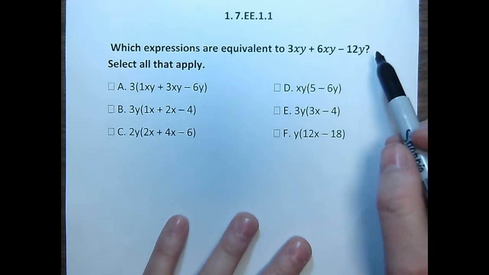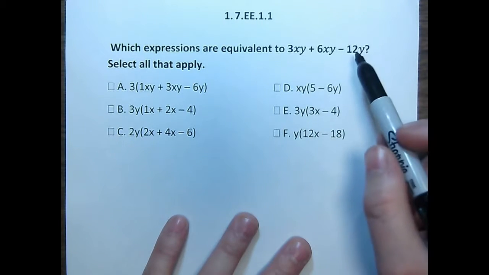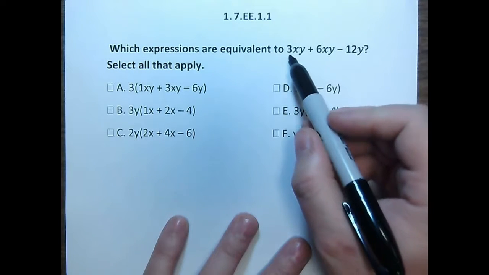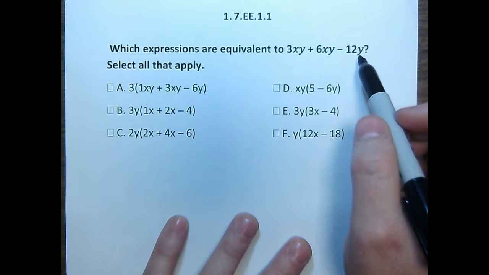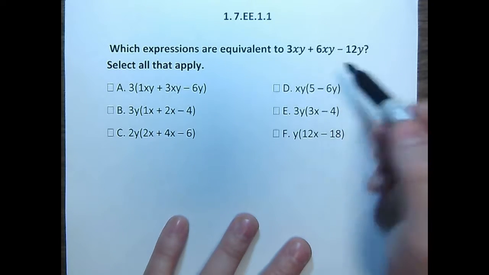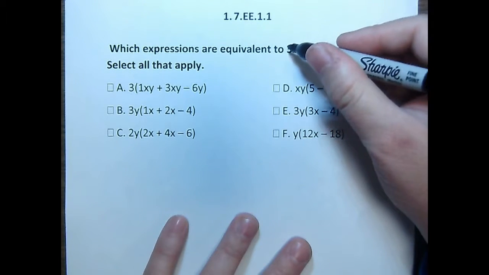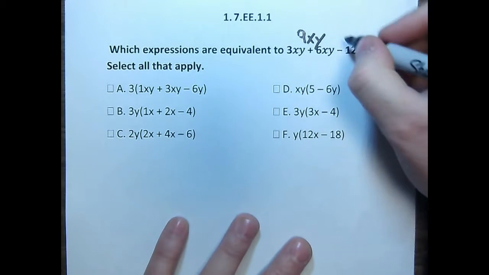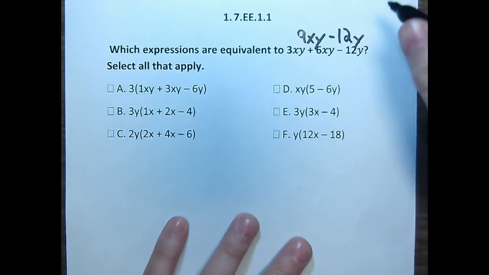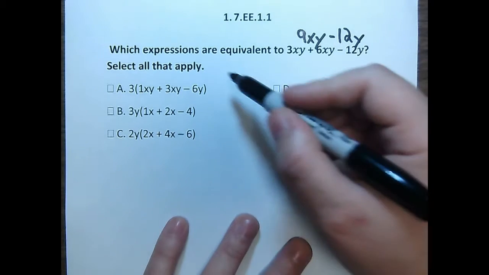Now there's no distribution we can do, so it looks like all we can do here is combining like terms. So we have a 3xy and a 6xy and a 12y. Since this 12 only has a y, it can't combine with this xy term. So these two here, 3xy and 6xy, we know 3 plus 6 is 9, and we just have xy. And then we have to rewrite everything we have left. So this will turn into 9xy minus 12y. So that's what we're going to be looking for in all of these.